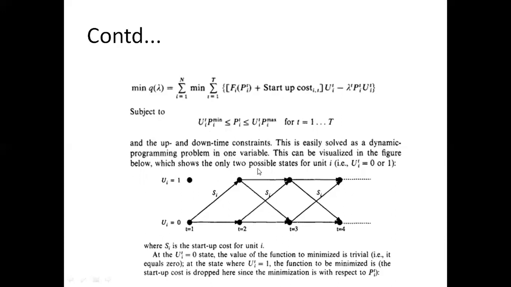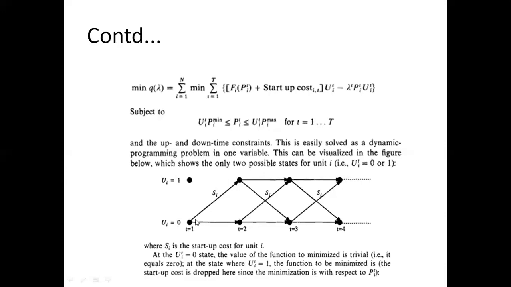So this is easily solved as a dynamic problem in one variable. This can be visualized in the figure below, which shows that there are only two possible states of the unit. At u_i equal to 0, the unit is in the off condition, and u_i equal to 1 is the unit in the running condition, where S_i stands for the startup cost for unit i.